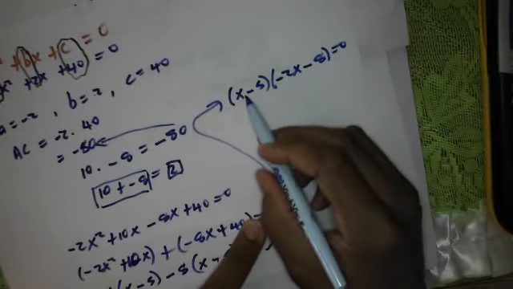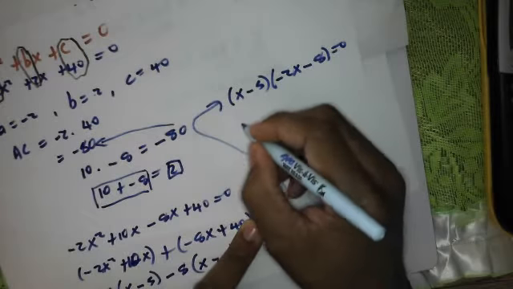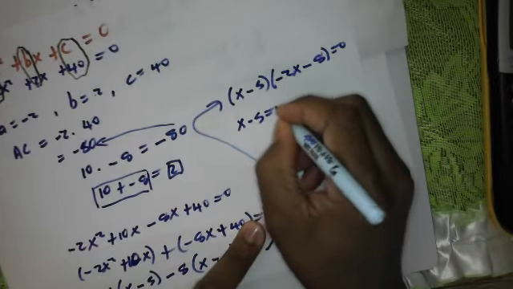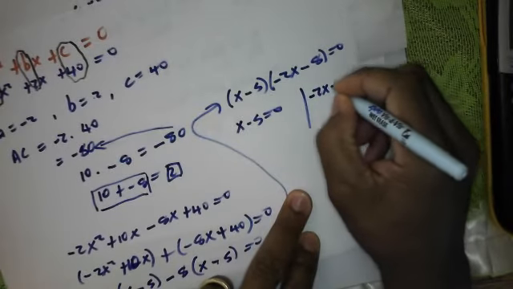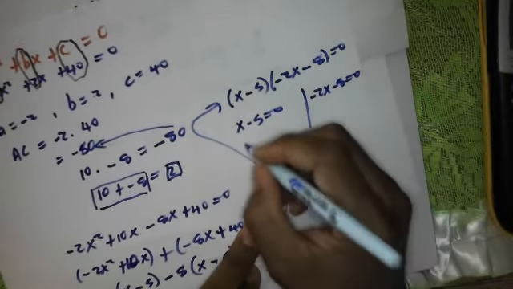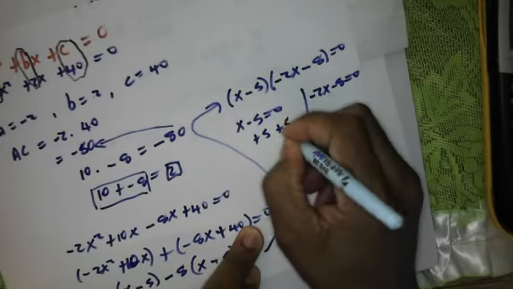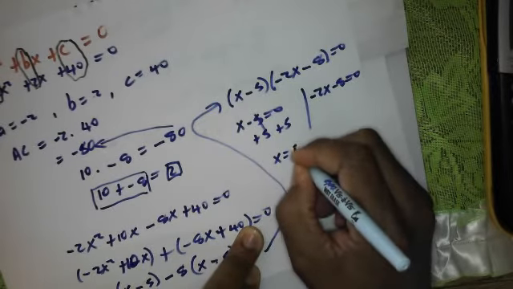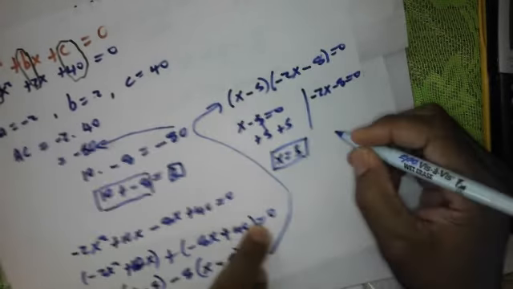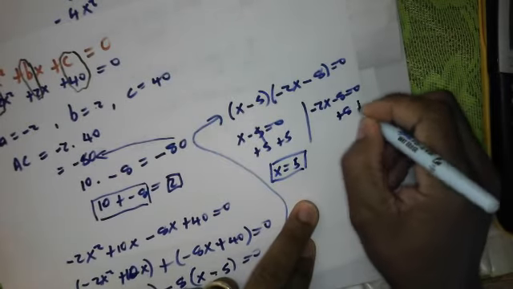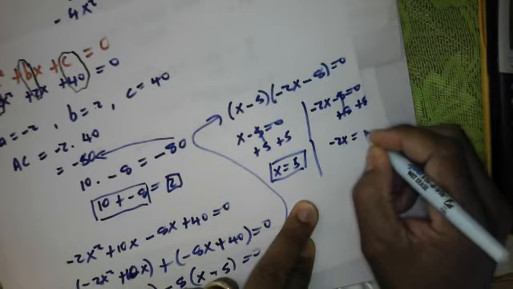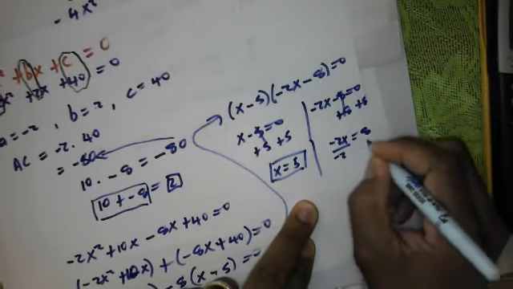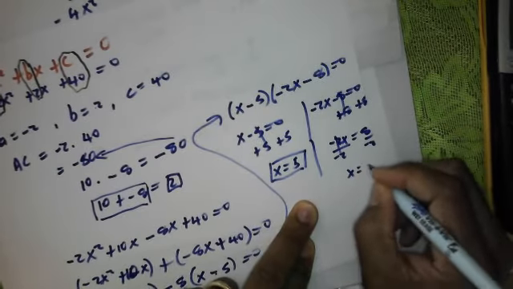So I'm going to equate each factor to 0 and solve. So I'll have x minus 5 equals 0. That is one factor, and my other factor is negative 2x minus 8, and that equals 0. So I add 5 to both sides, so x equals 5. And then I would add 8 to both sides, so negative 2x equals 8. And I divide both sides by negative 2, so x equals negative 4.